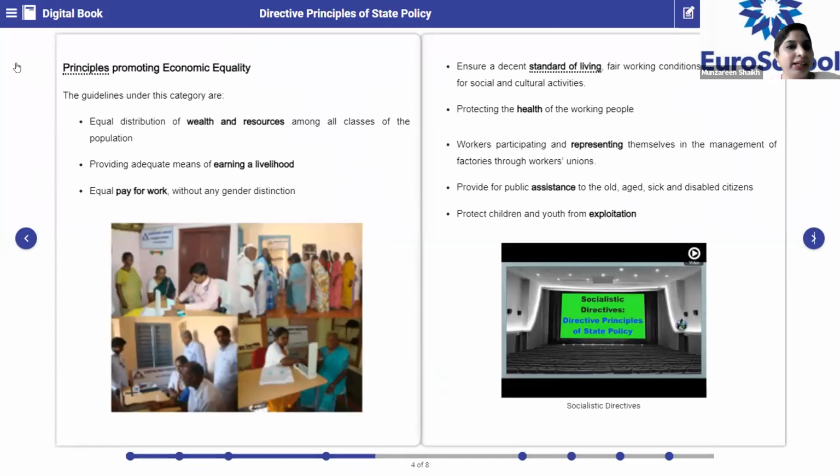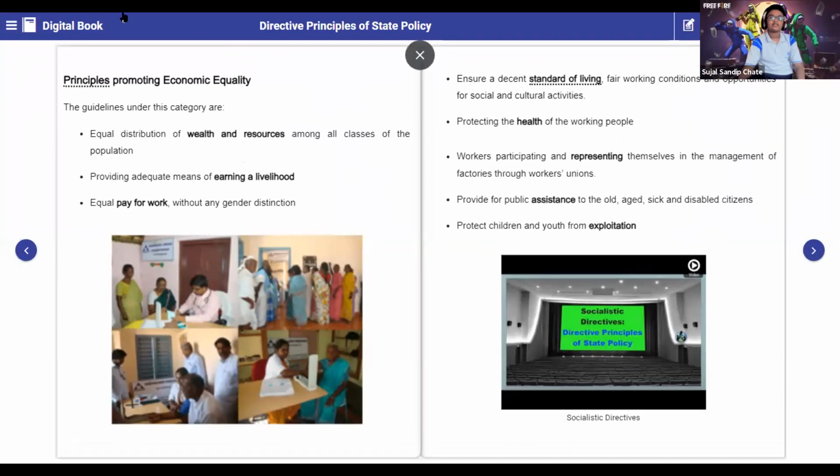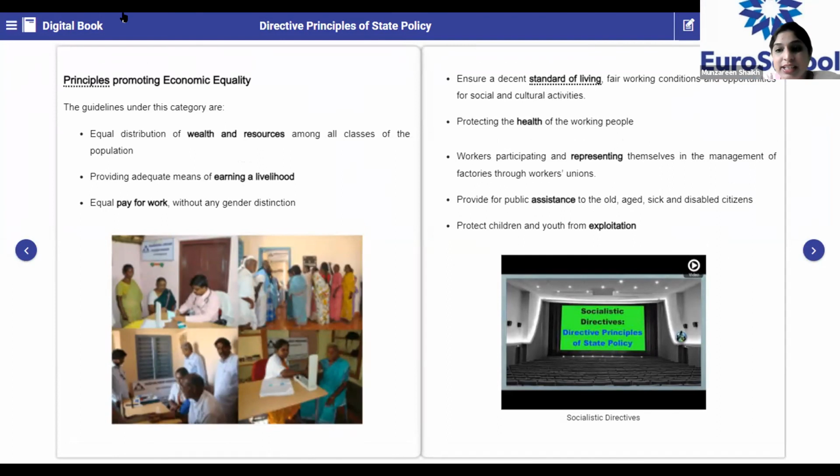Principles promoting economic equality. The guidelines under this category are, number 1, equal distribution of wealth and resources among all classes of population. What do we mean by classes? Ma'am, like first class, second class, and third class. Very good. Society is divided into classes, right? The first class are the rich, the second class are the decent, and the third class is the poor.